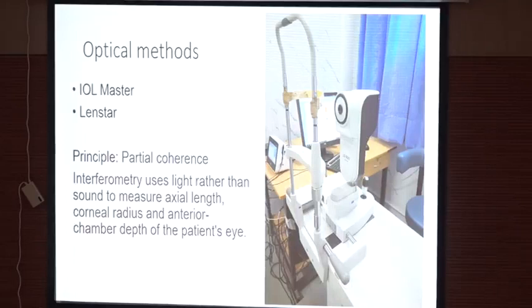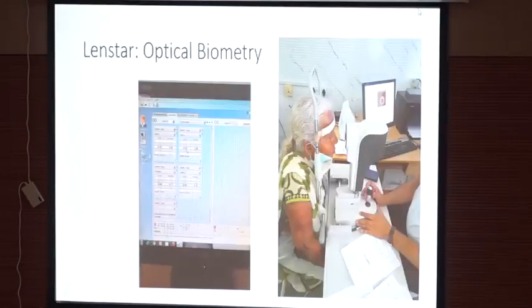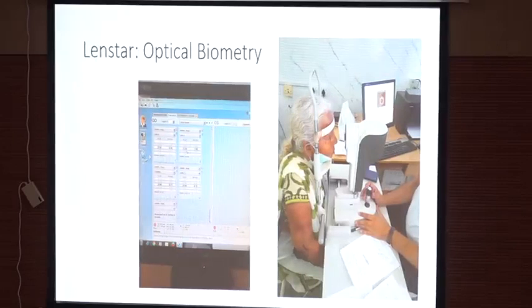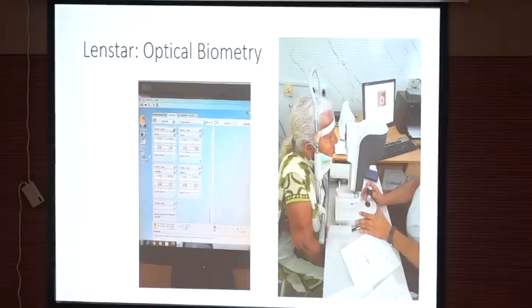So this is the image of the Lenstar. The patient is made to rest their chin on the chin rest, and the rest of the readings can be taken. The patient must be cooperative enough to fixate well, and we can take the readings, and from this graph we can choose the different IOL powers and also the type of lenses.